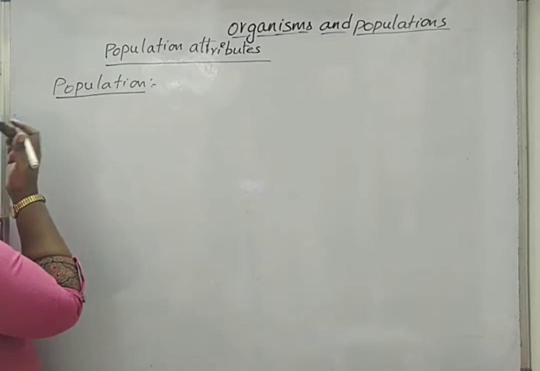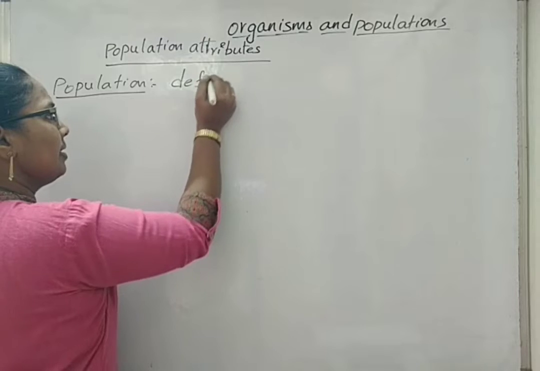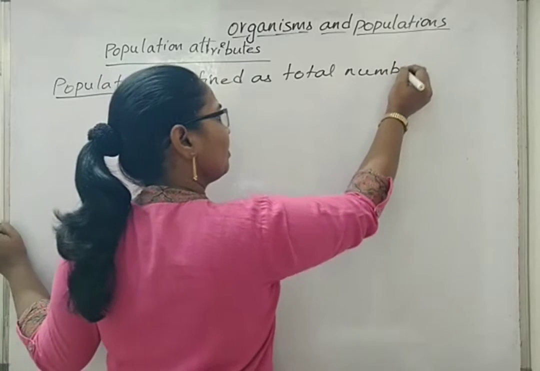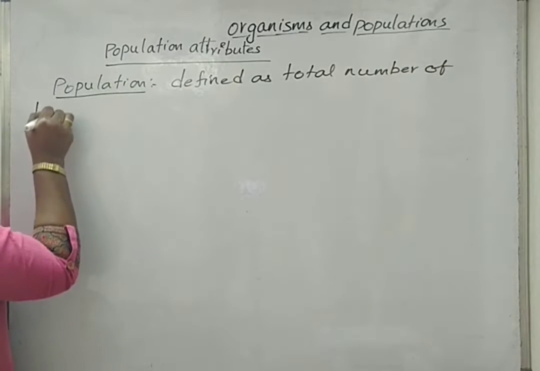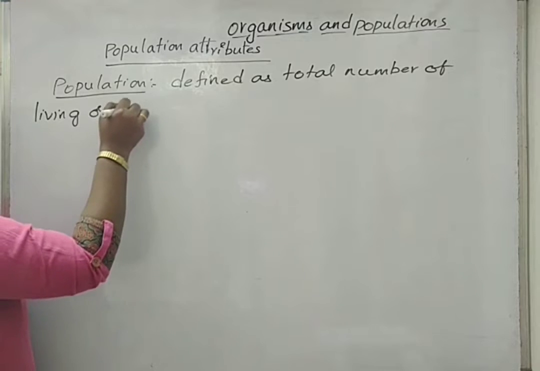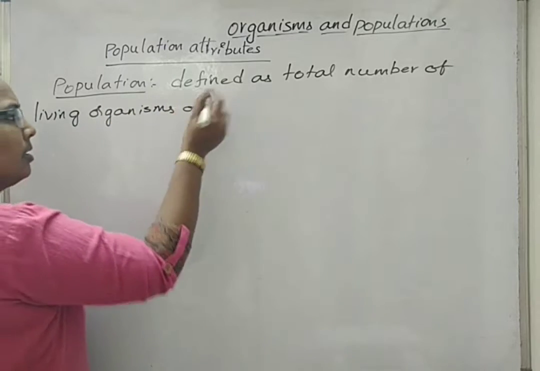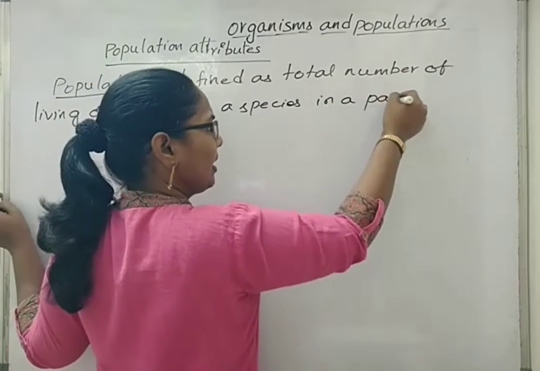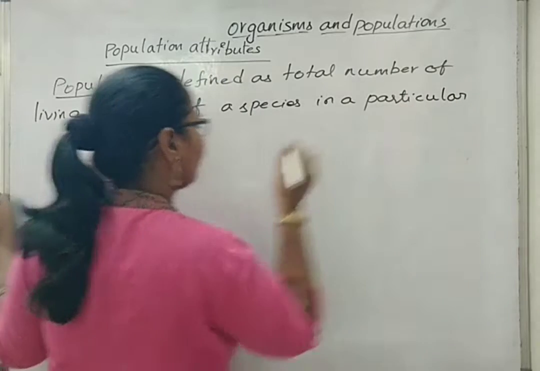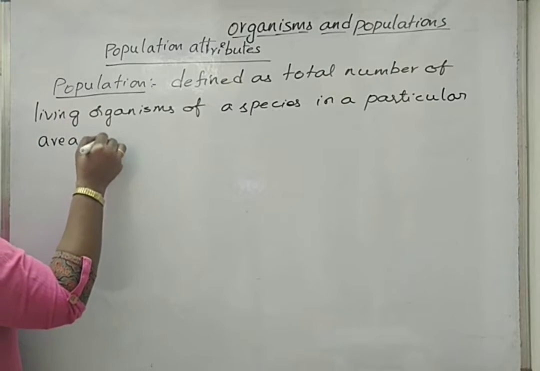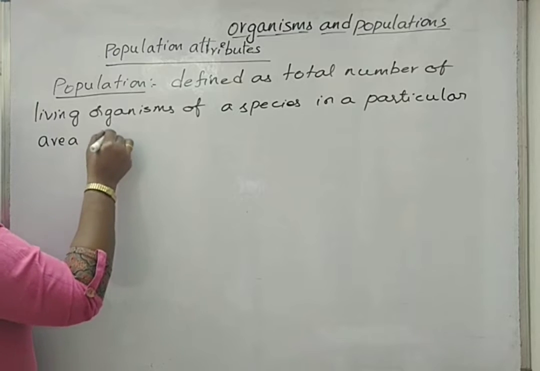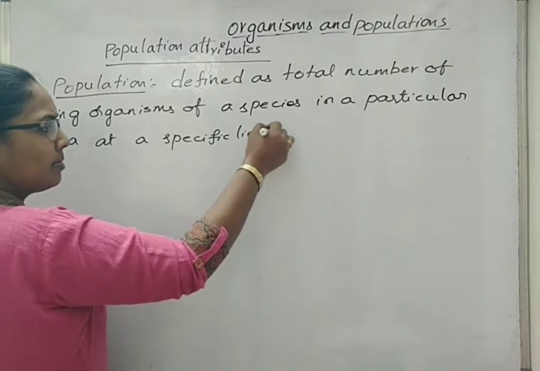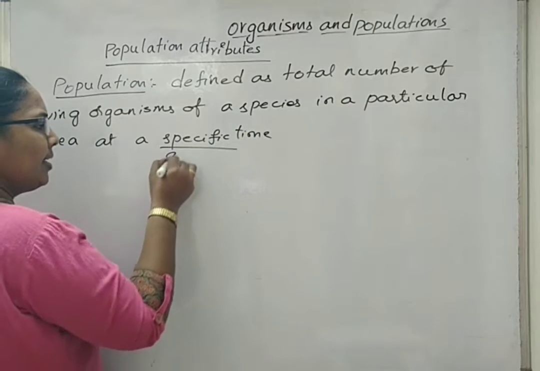So we'll write the definition of population as: it is defined as total number of living organisms of a species in a particular area at a specific time, or at a particular time. We can also write here, at a given time.